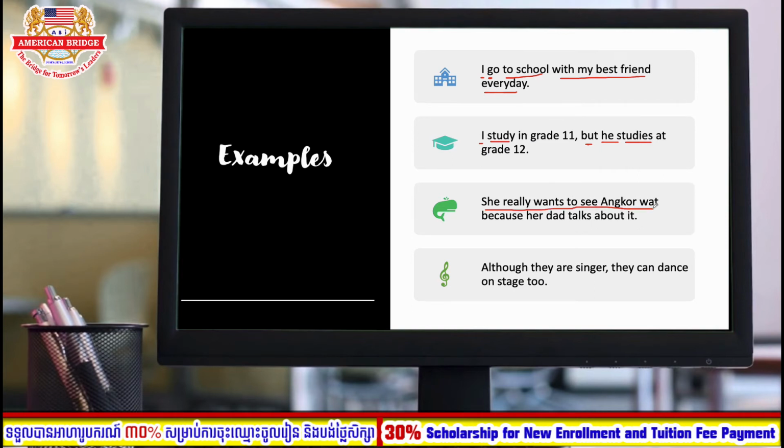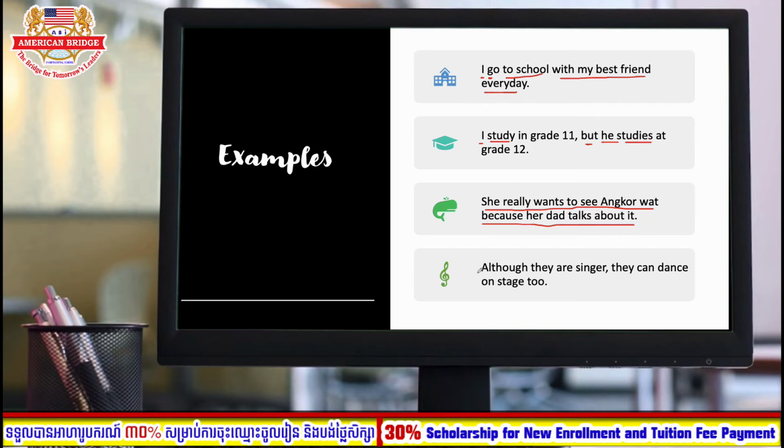This is an independent clause. However, the other part, because her dad talked about it, is the dependent clause. So these are examples of the complex sentence. And as you notice, we use the conjunction because in order to link these clauses together.